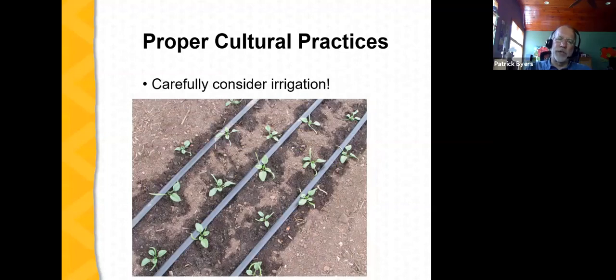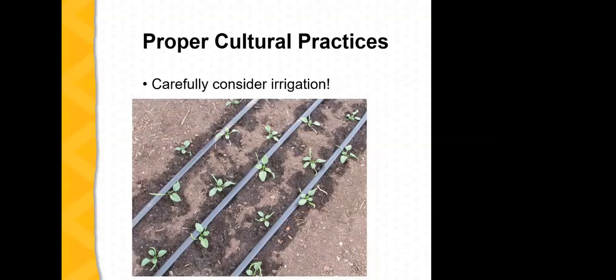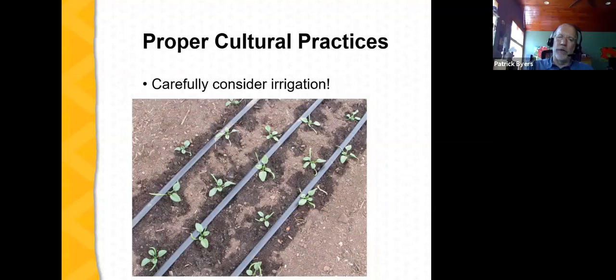Carefully consider irrigation. This is a good setup here where we have spinach plants growing with drip irrigation. Drip irrigation provides water to the soil where the plants need it, but it does not wet the crop plant. It does not wet the foliage or the fruit or the blossoms of the crop plant. And as we mentioned earlier, in many cases, particularly with bacterial and fungal diseases, having free water on the foliage or the fruit makes the infection situation much more serious. Anything we can do to keep our plants dry is helpful, and a drip or a trickle irrigation system will do just that.